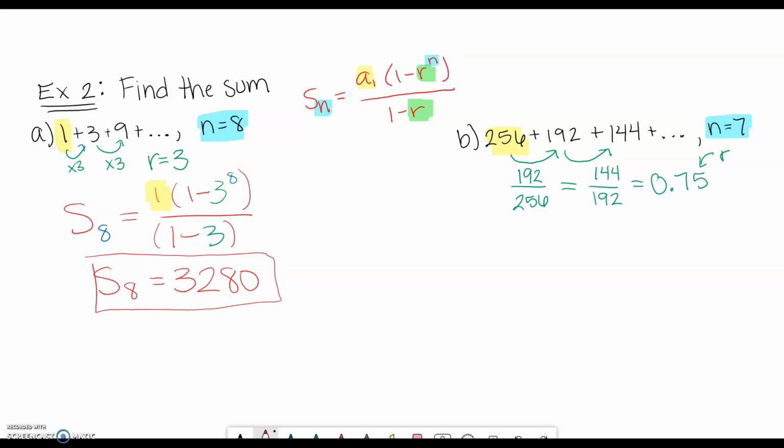Now doing the same thing here. So we have the sum of 7 terms, this one right here, equals our first term, which we found was 256 because we're looking at this number right there, and then times 1 minus the common ratio, which we said is 0.75, to our n power, which is 7, and then close the parentheses, and then divided by 1 minus the common ratio.